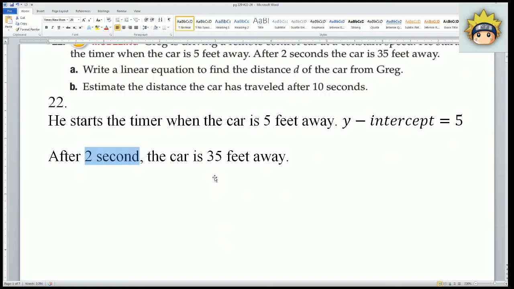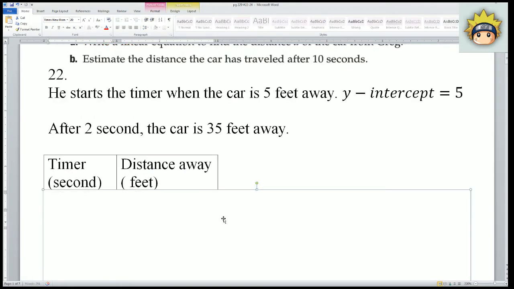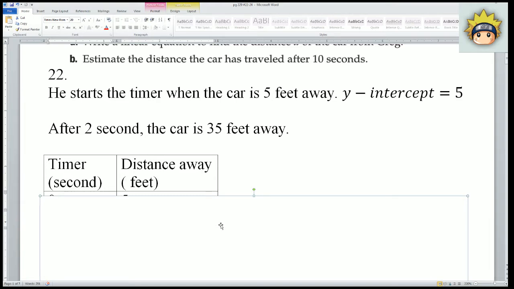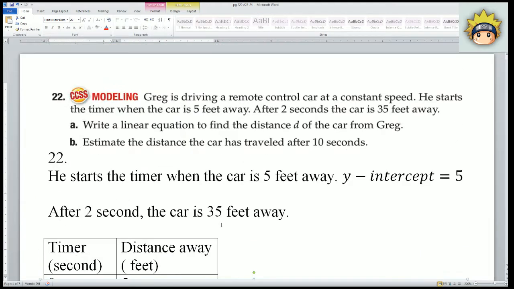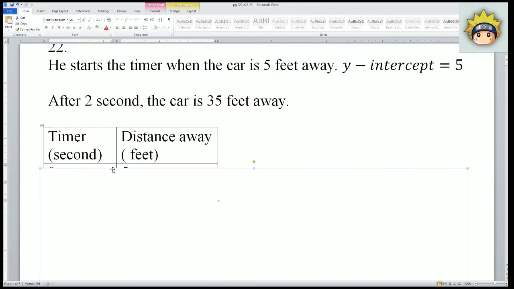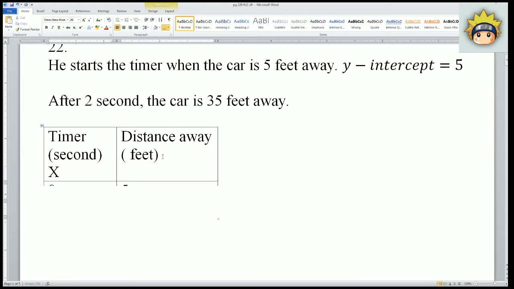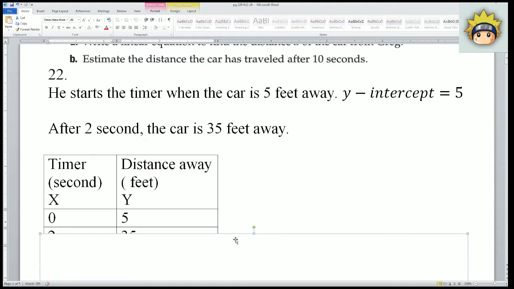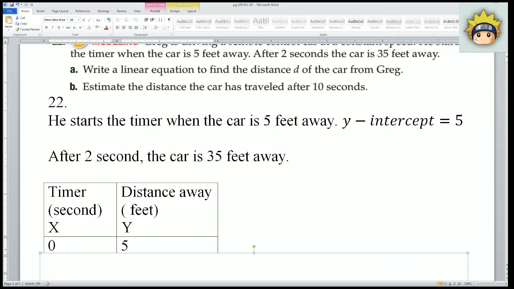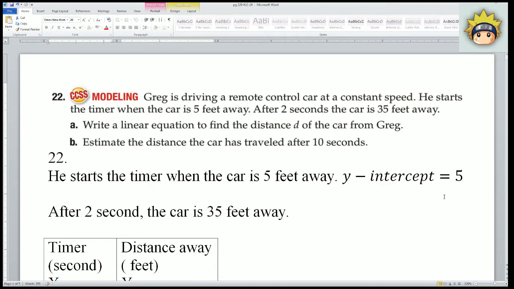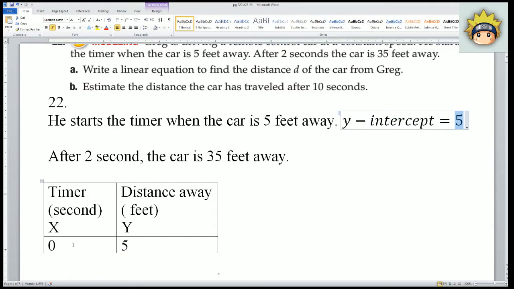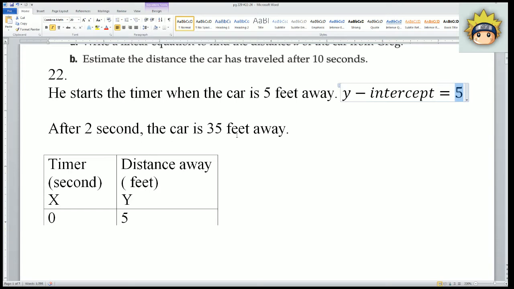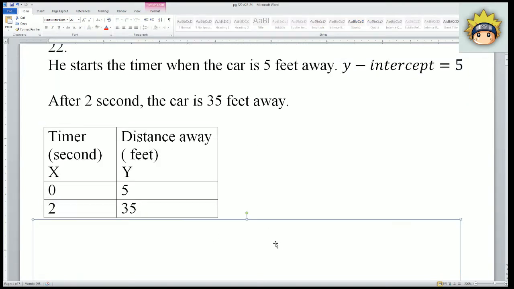the car is 35 feet away. What I did is put this into a chart, because it's really hard to graph it when I don't have a lot of data points, but they gave me some values. My columns are my timer and my distance away. This is going to be my x, and this is going to be my y value. At 0 timer, because it says he starts the timer, at 0 time it is 5 feet away. That is how I got 0 for the seconds and 5 for the distance. After 2 seconds, the car is 35 feet away, so I got 2 and 35.